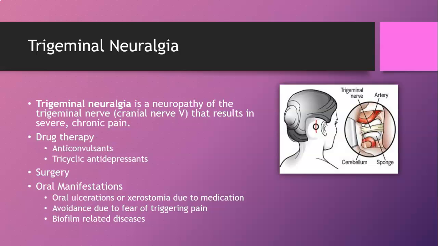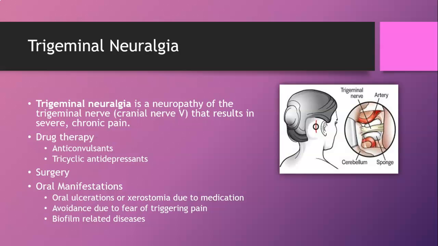And so sometimes the drug therapy could be anticonvulsants or tricyclic antidepressants. Opioids and pain medications do not seem to help the pain at all, which is pretty awful. Here's a picture that shows a type of surgery that a patient may have. There's these sponges that they put to protect the nerve, because here's the artery that may be impinging or putting pressure on the trigeminal nerve, and causing the severe pain.